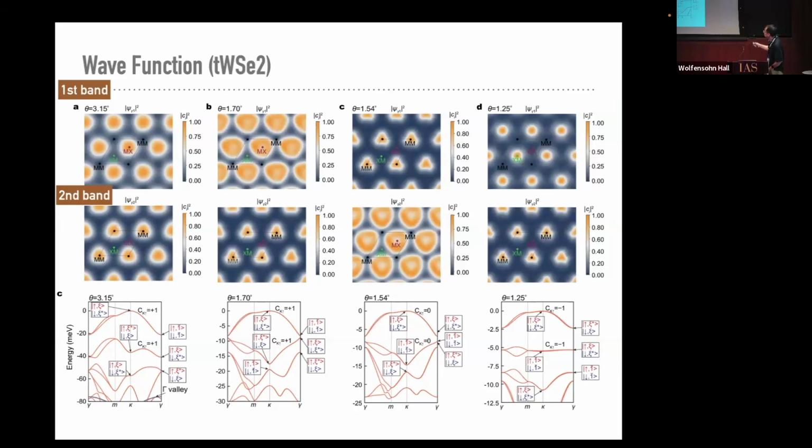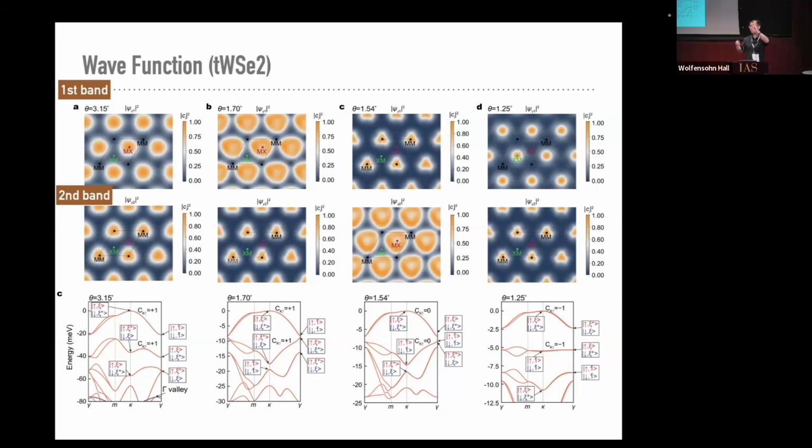Now if you go to 1.54 degrees, and then to the next angle, the wave function location is the same, MX and MM. But if you go to the next one, it is switched. The wave function goes to MM, but for the second band, the wave function comes from MM to the MX.